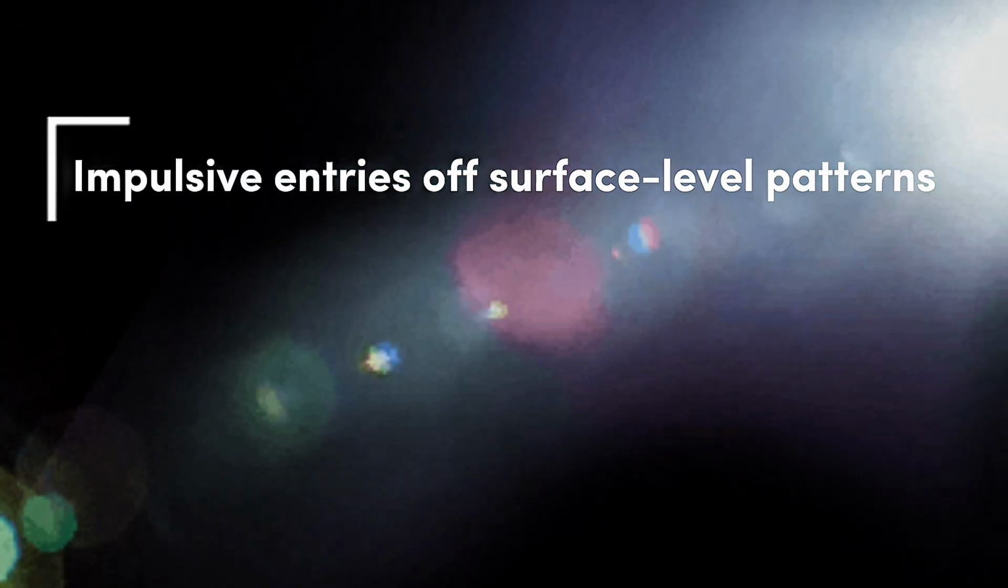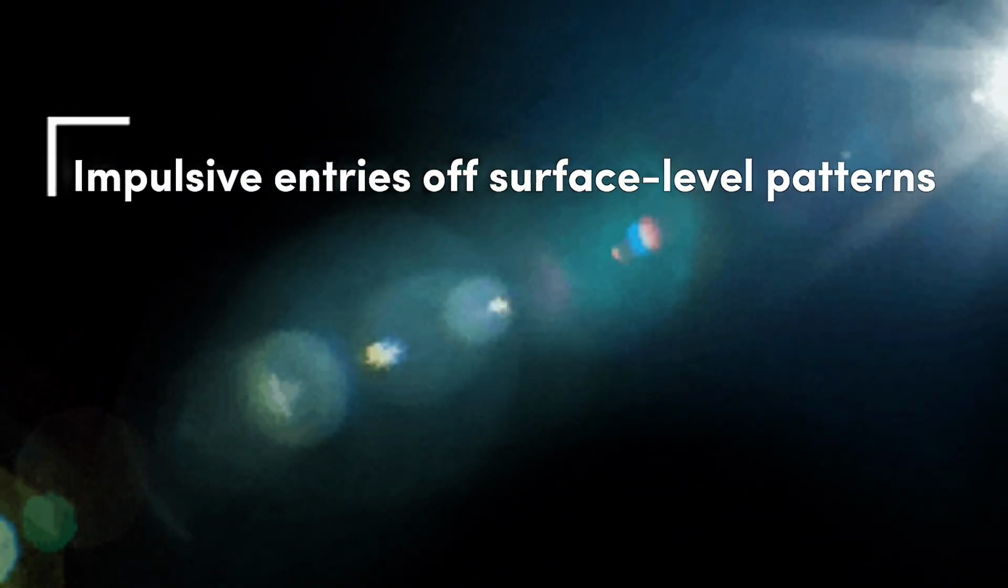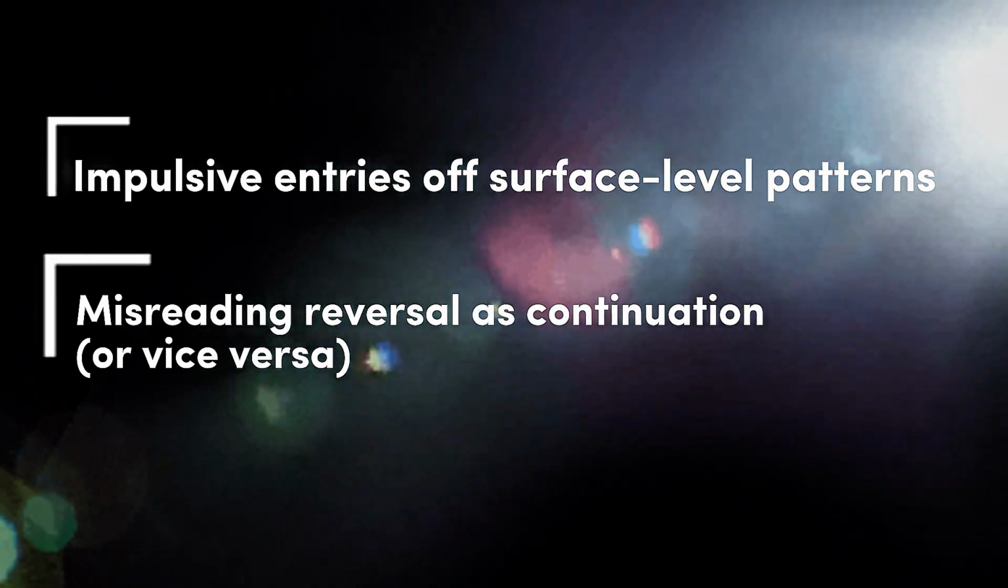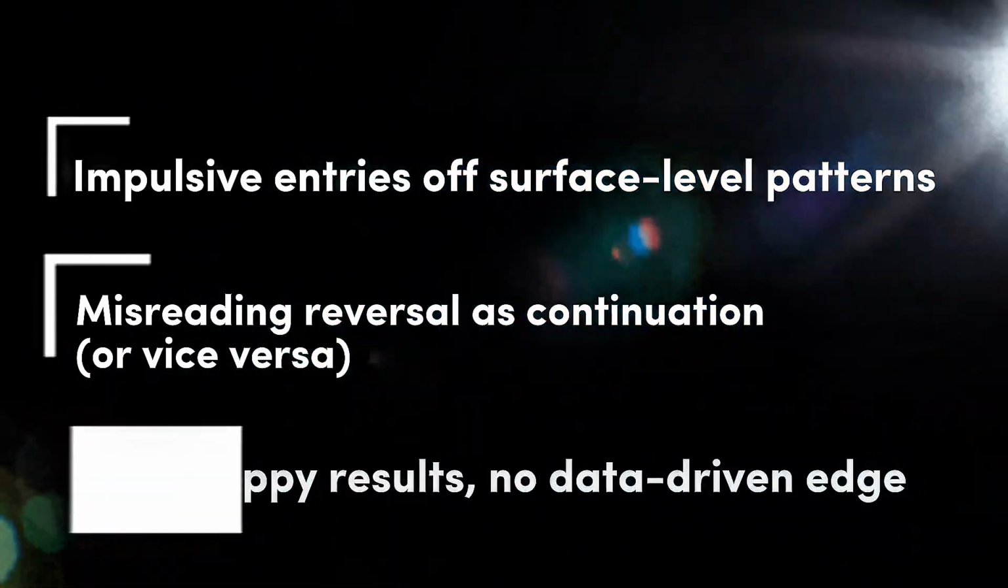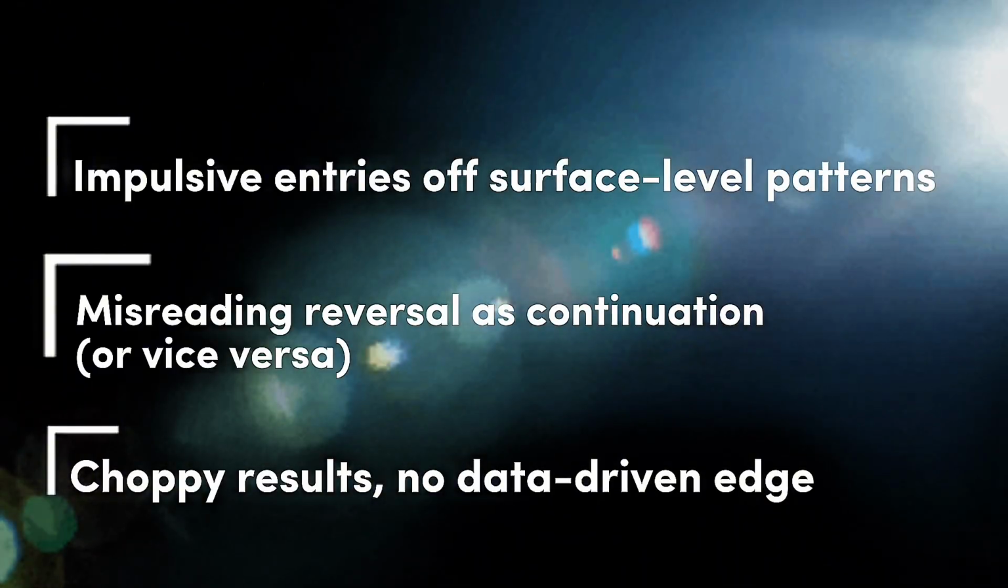Here are the mistakes traders make without this rule. 1. They take impulsive entries off surface level patterns. 2. They misread reversals as continuations or vice versa. 3. They get choppy results with no data-driven edge.